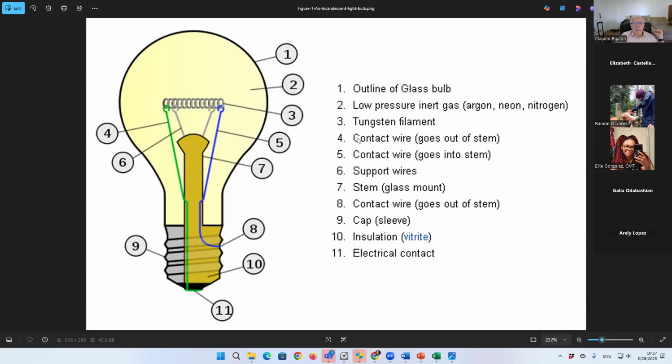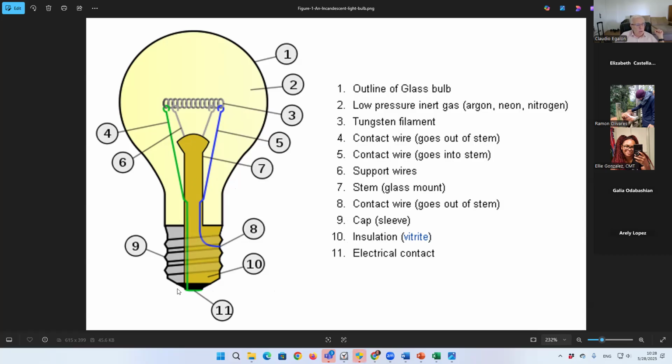Tungsten filament, contact wire number 4. Okay, that's one of the contact wires. Goes out of stem. Contact wire goes into stem. And support wires. Support wires, stem, glass mount 7. This stem is also made of an insulated material. 9 is a cap. Okay.